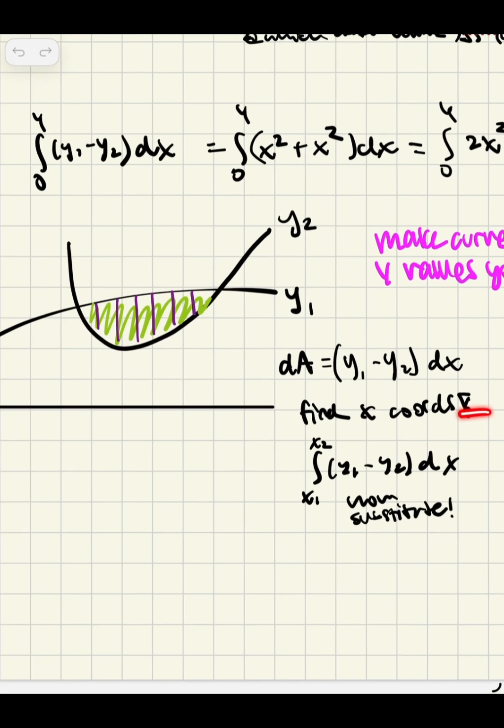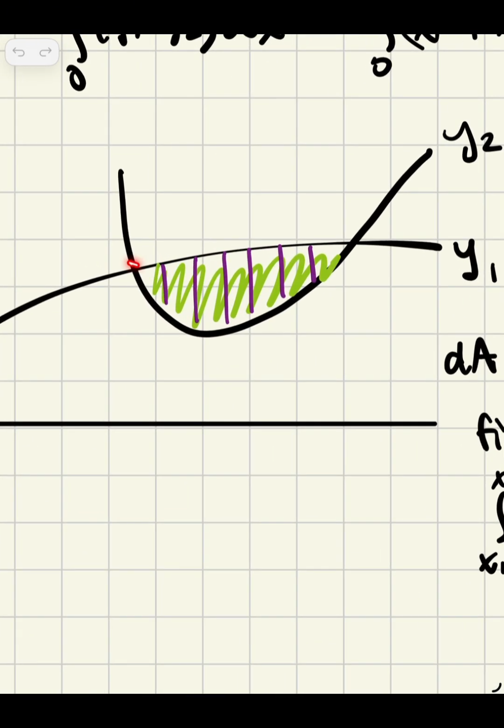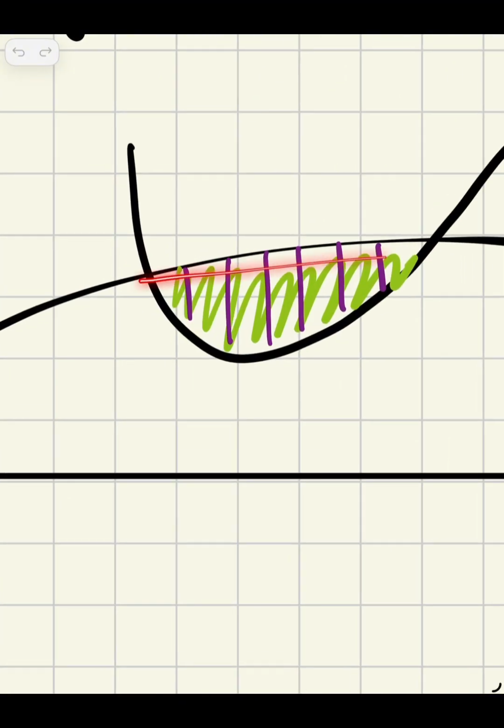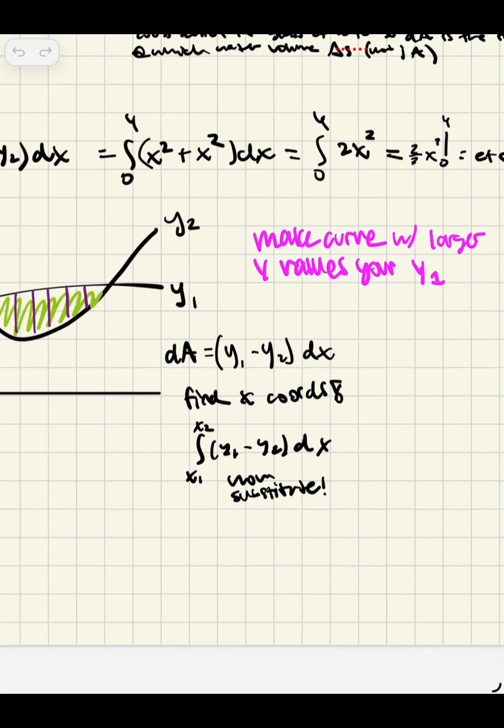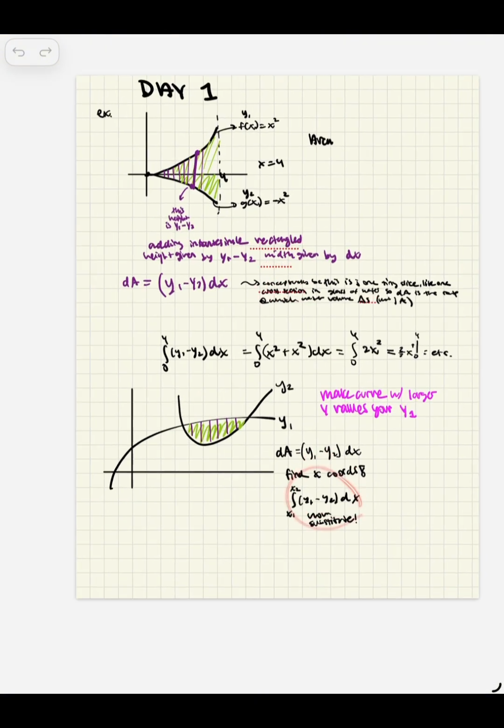You find the x coordinates because you need to find your limits of integration, which are basically the edges of the area that you're trying to go between on the x axis. So you do that by finding the intersection, by setting the equations equal and finding the x values of the points of intersection, which are here and here. Then you would substitute it in and follow the same procedure.